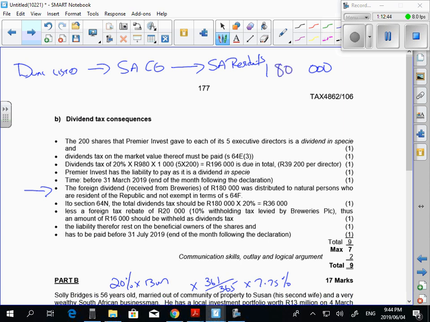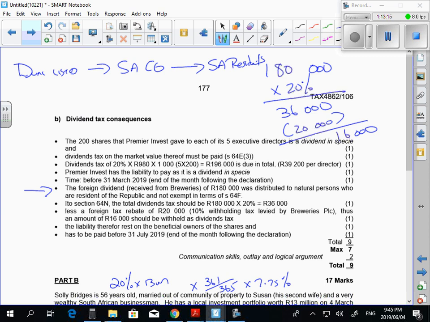And what you're able to do is you sit there and say, listen, because it's given to SA residents times 20% gives you dividends tax of 36. But when Premier declares its dividend, it's allowed to take off the 20,000 Rand withholding tax off its dividends tax calculation. Okay, because it's saying you're actually paying dividends tax twice on this dividend. First of all, you paid it when it came into the company. You get to take it off when you pass it through the company through to the other shares.